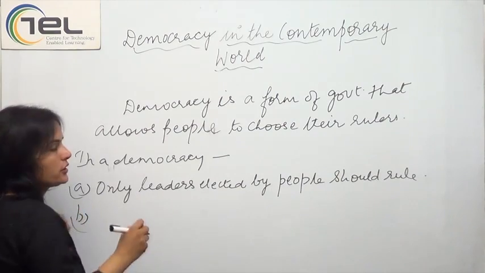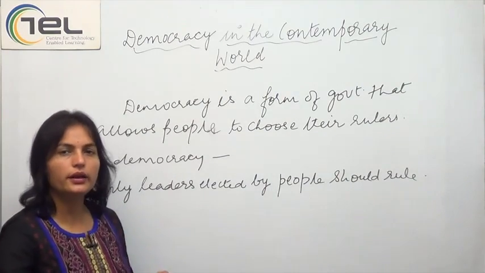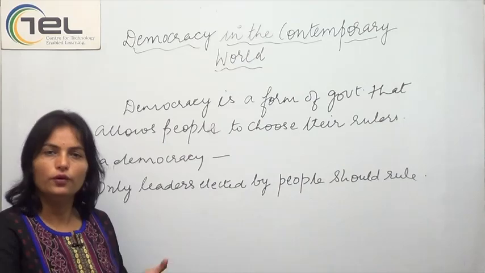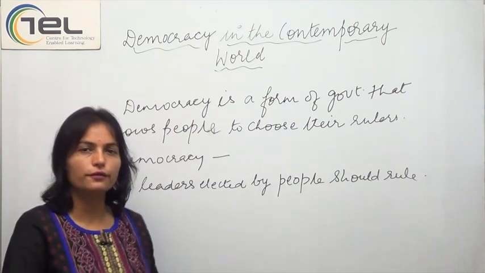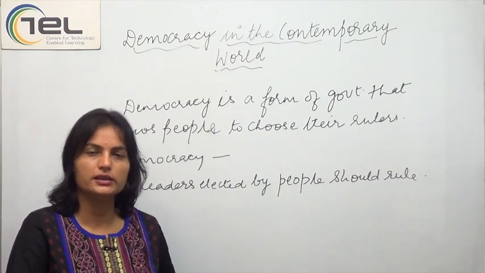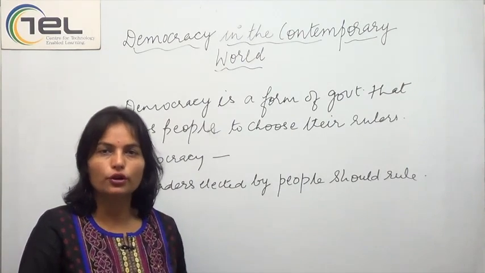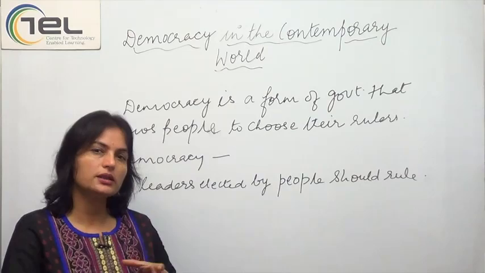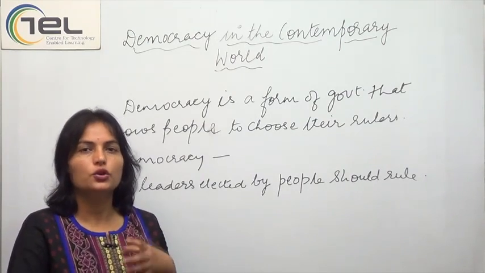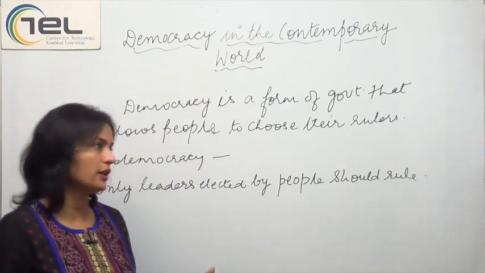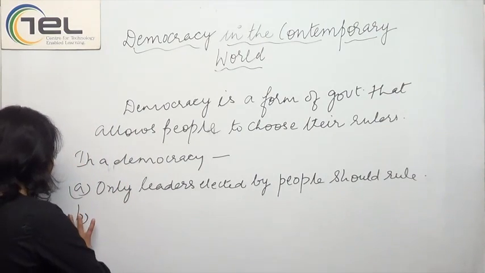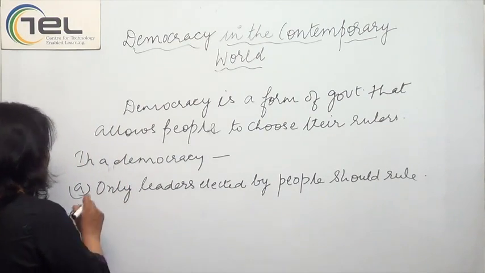Only when leaders are elected by the people can they work for their welfare, because they would always have this in mind that if they don't work for the welfare of the people, next time they won't come to power. So this motivates them to work for the welfare of the people, and since they are elected by the people, they naturally work for their welfare, and if they don't, they are ousted.